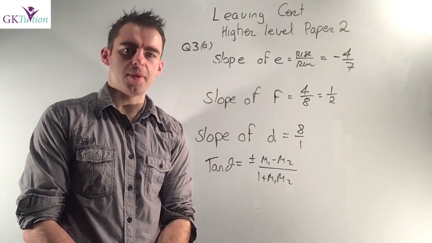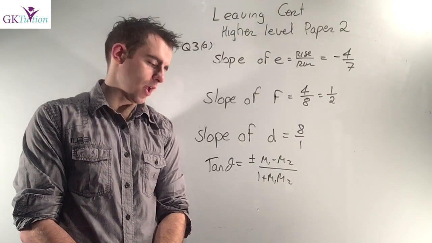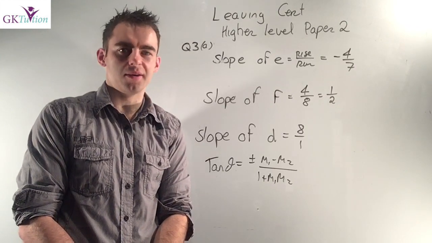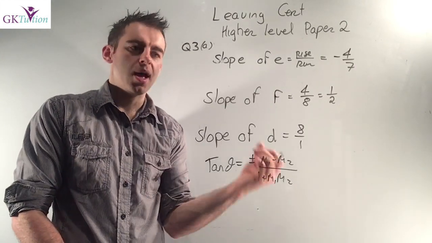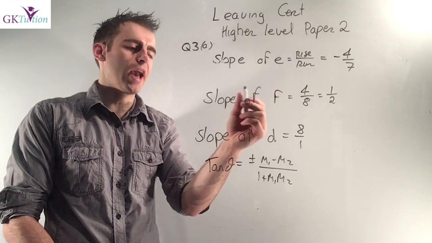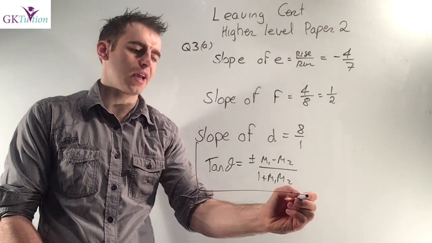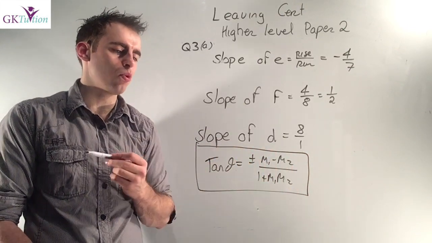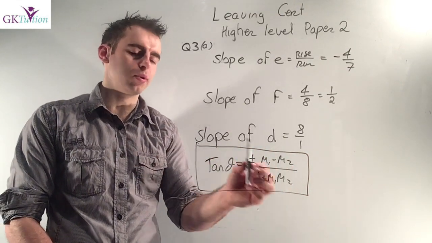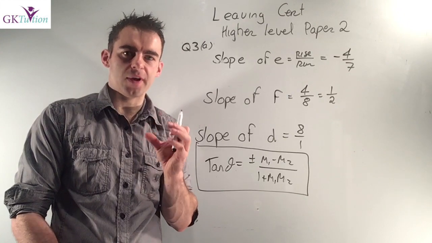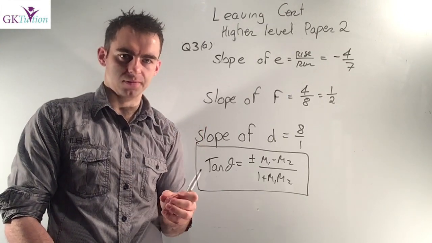Okay, for question 3 part A here, we're given a triangle. They've referred to it as a polygon. It just means like a random shape. And we've been given the lines E, F, and D that make up a triangle. And we've been told to use the formula tan theta equals plus or minus m1 minus m2 over 1 plus m1 m2 in order to figure out the nature of this triangle.